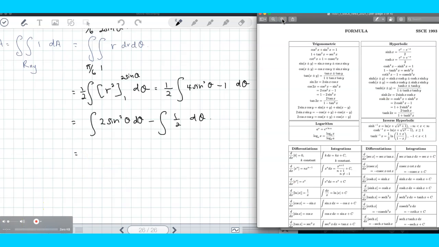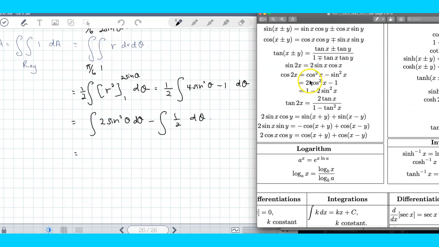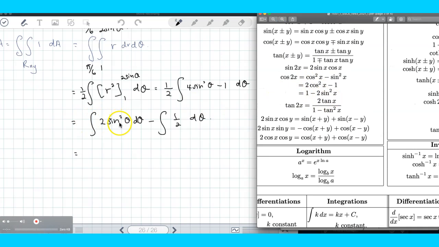Okay, so which identity is the most appropriate one? The formula, don't worry, is given during the exam, but you have to know how to use it. Now you want to reduce the sine squared theta so that the power becomes 1. We don't want the power 2. So where is the sine squared? We have the sine squared here, right?